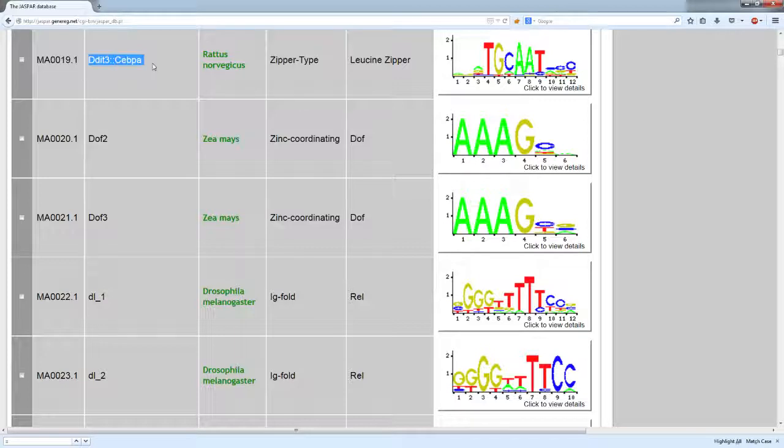So this guy, DDIT3::CEBPA. Those are two transcription factors, all right? And the two colons is a way of saying that this is the position weight matrix that is associated with these two working together. Now, do we know from this which one, CEBPA or DDIT3, is actually contacting the DNA? No, we don't know. For the purpose of just trying to model transcription factor binding sites, it doesn't really matter. It's convenient to think of them as a single entity.